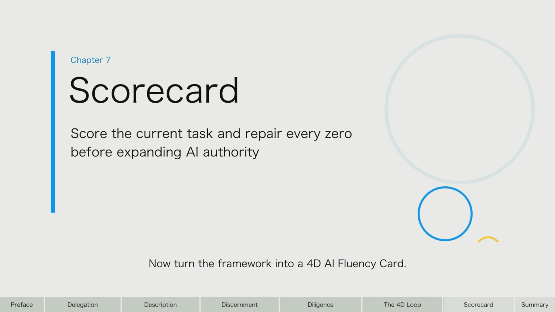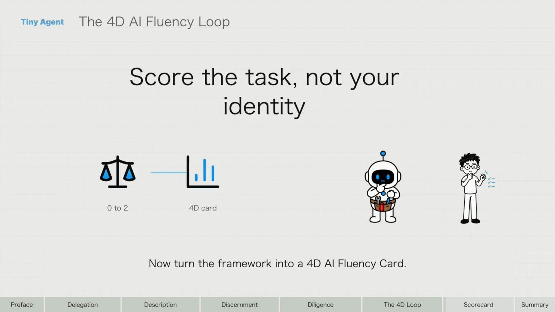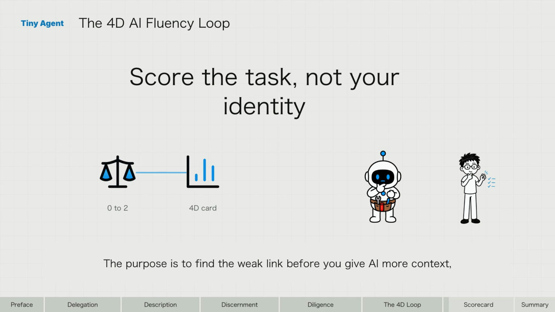Now turn the framework into a 4D AI fluency card. Score the current task, not your identity. The purpose is to find the weak link before you give AI more context, tools, or authority. Use a simple scale. 0 means the decision is missing, 1 means it is partly explicit, and 2 means it is clear and testable. Do not hide a 0 inside a high total.